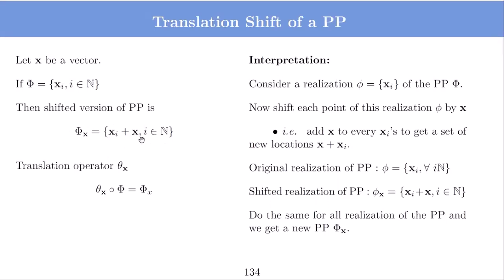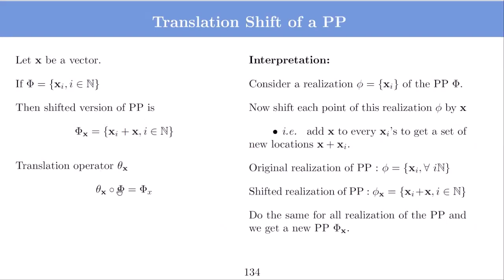Okay, so you do it for every realization. You take one realization, you take all points and shift them by x, and then you take another realization, you again shift all points. So the corresponding random object you get is the shifted version of it. And then you can understand that the probability of the realizations are mapped in a way that if you take some realization phi and you shift it, and phi has some probability of occurring, then the shifted version will have the same probability of occurring for the new PP.